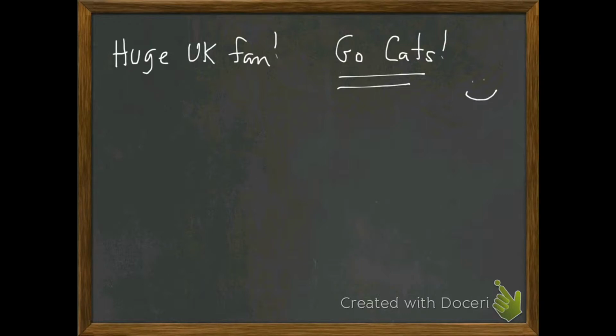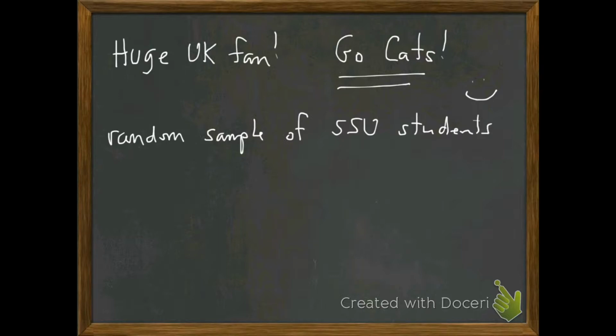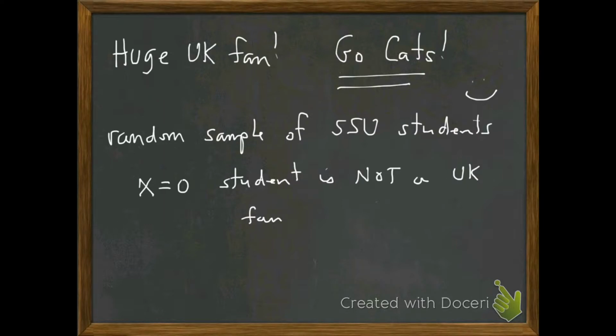All right, guys, let's say that we're taking a random sample of Shawnee State University students. And let's code x equals 0 if the student is not a UK fan. Now, clearly, what do we call this? We'll call this a failure.